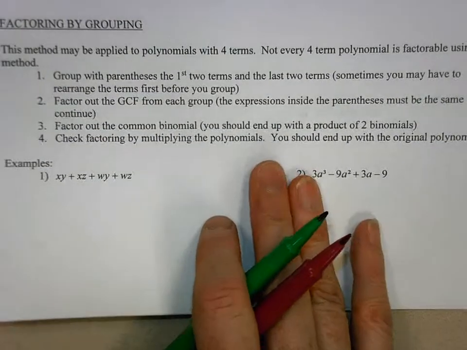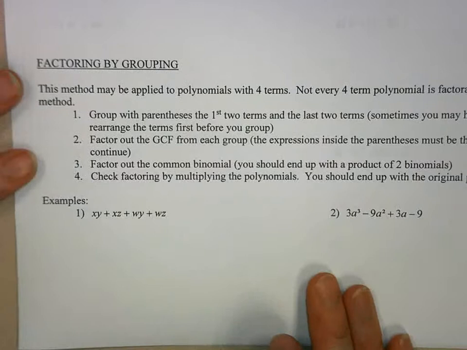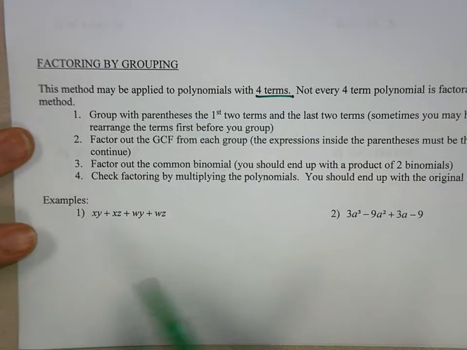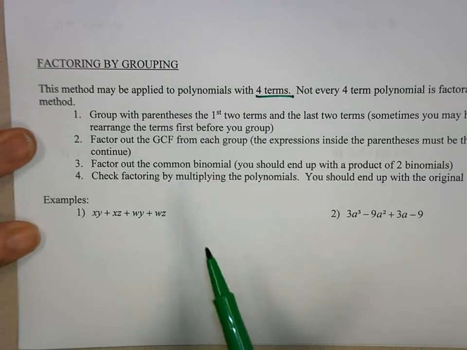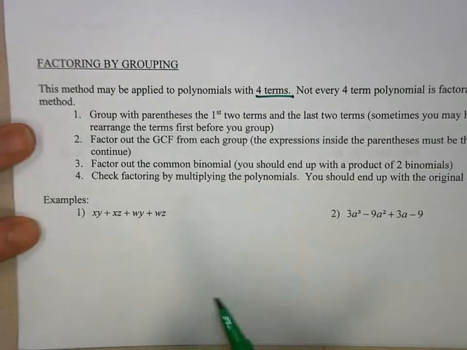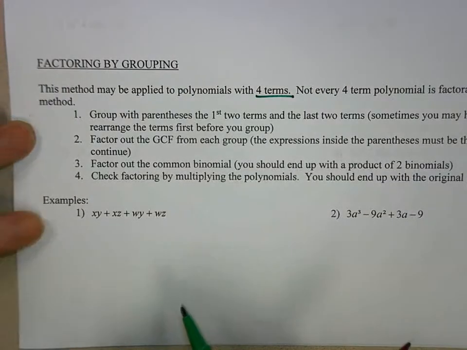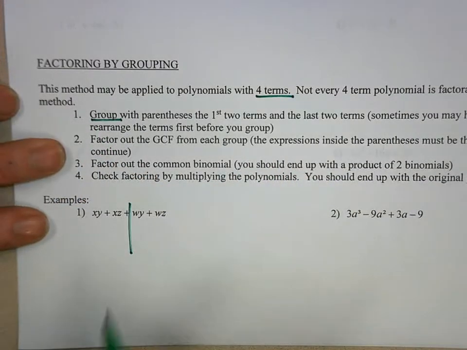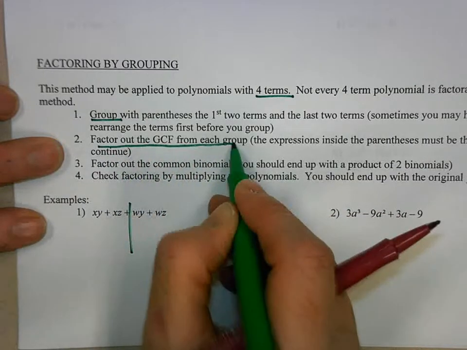So we're looking at factoring by grouping when we have 4 terms. Not every problem with 4 terms is factorable by grouping, but often it is. So what are we going to do? Number 1, we're going to make groups. Number 2, we're going to factor out the GCF from each group.